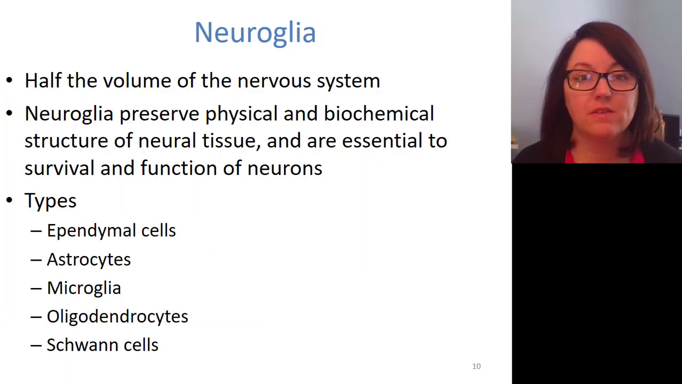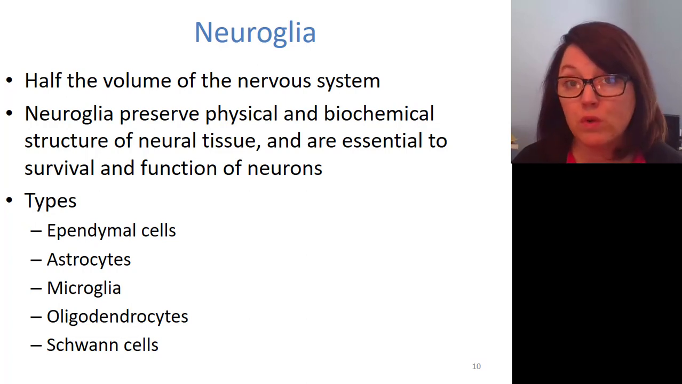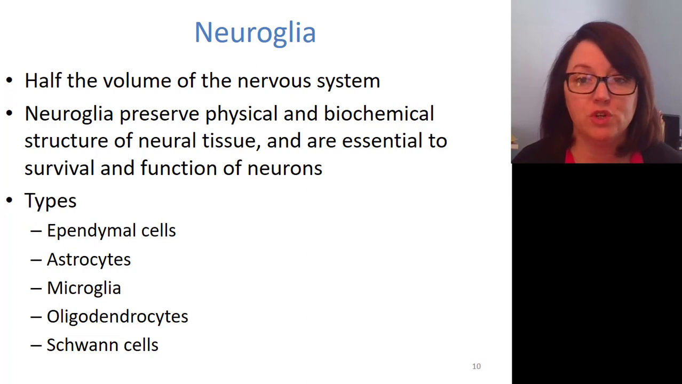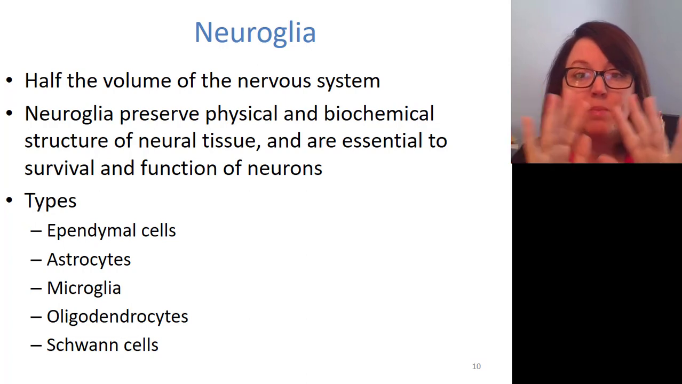Now let's take a look at neuroglia in a little bit more detail. Neuroglia are also known as glial cells, and these are the helper cells to the neurons in the nervous tissue. They comprise about half of the volume of the nervous system, so there's a lot of neuroglia in your nervous system. Technically, what the neuroglia are doing is preserving the physical and biochemical structure of the nervous tissue. Basically, they're making sure that the conditions, whether physical or chemical, around the neurons are perfect.